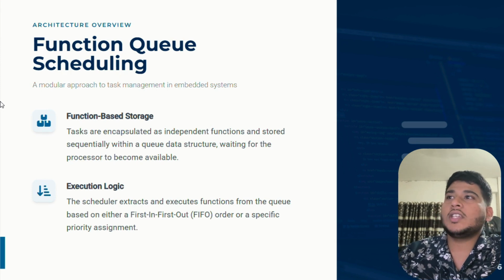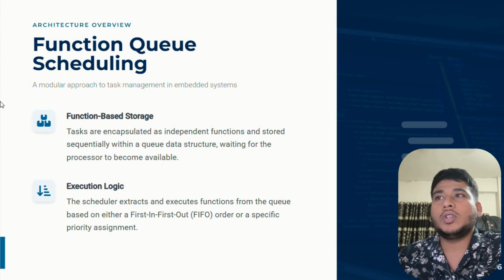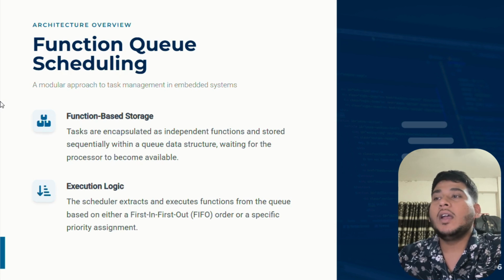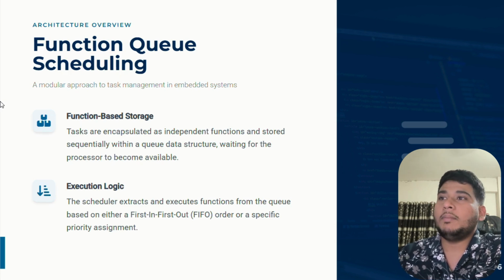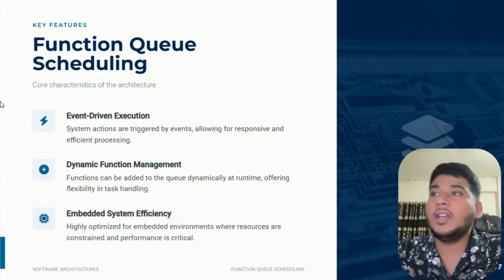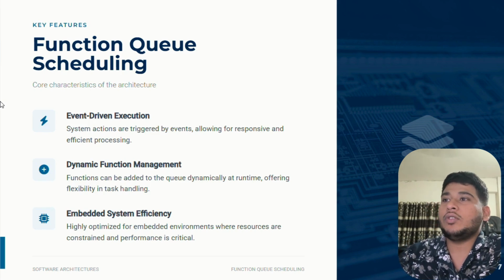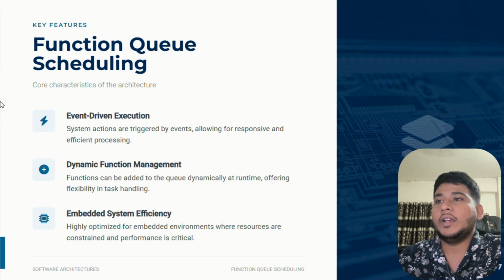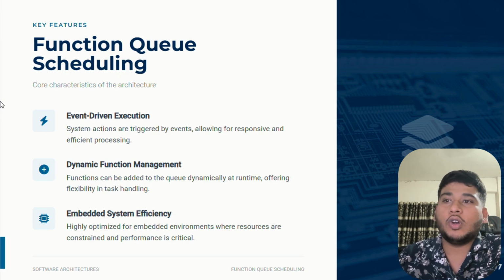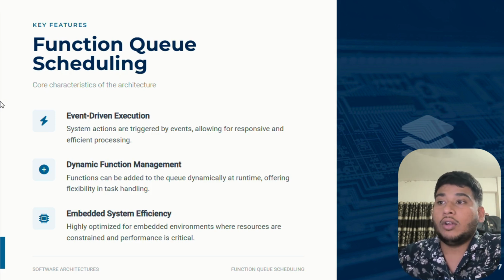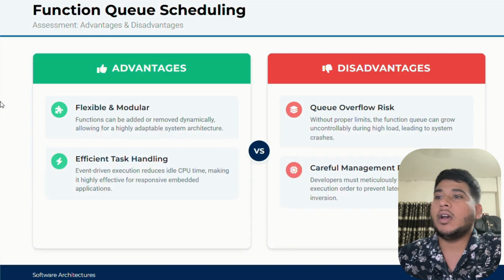Now, function queue scheduling is a modular approach to task management in embedded systems. Its features are function-based storage, execution logic, etc. Key features are event-driven execution, dynamic function management, and embedded system efficiency, highly optimized for embedded environments where resources are constrained and performance is critical.